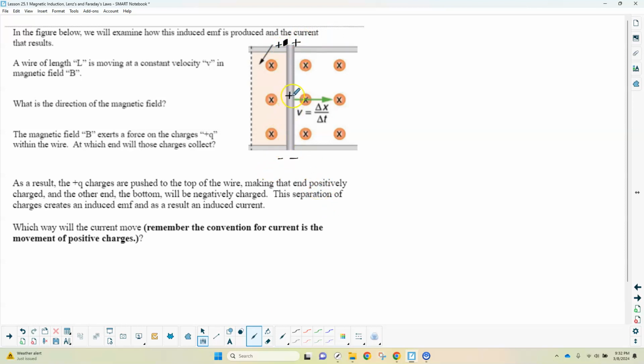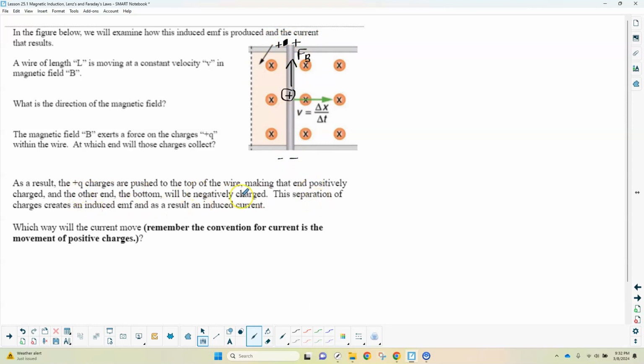So if we had a positive charge here, and we have a velocity to the right and magnetic field going into the page, the palm of our right hand would push up. So the force would act that way. So the magnetic force would push the charge upward, and the positive charges collect here and the negative charges collect here.